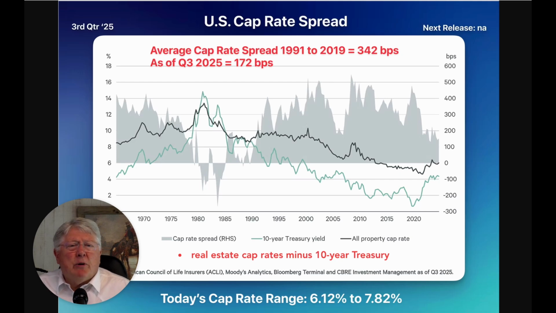This is the cap rate spread historically. The solid gray shaded area is the historical spread between the 10-year Treasury and the average cap rates. Now, as you can see, that spread has varied a lot. The green line on the bottom is the 10-year Treasury, and the darker line just above that is the average cap rate over time. Now, the average cap rate spread between 1991 and 2019 was around 342 basis points. Now, having said that, the cap rate spread in the third quarter of 2025 was 172 basis points, or 1.72%.